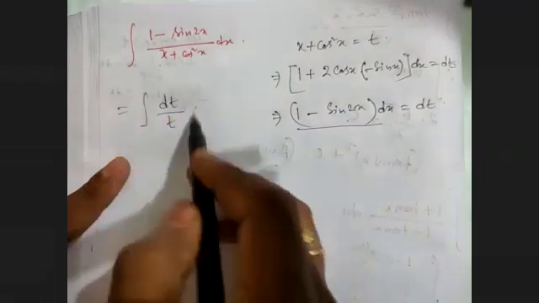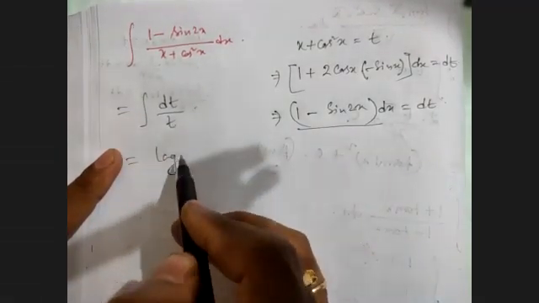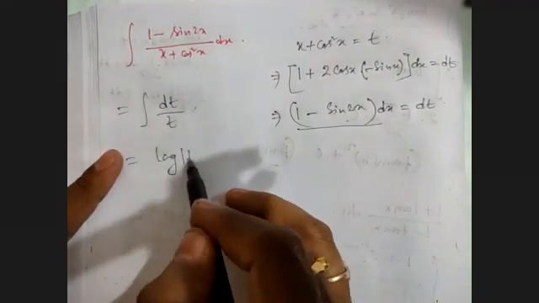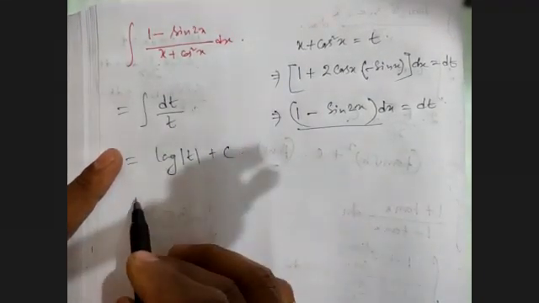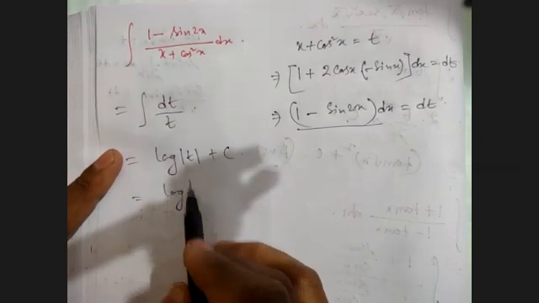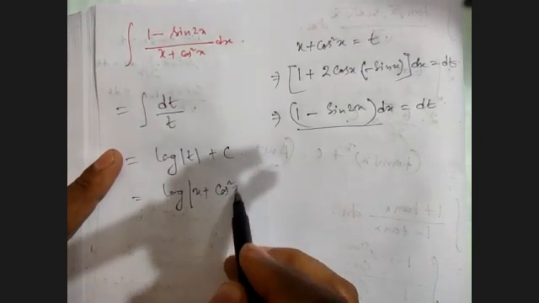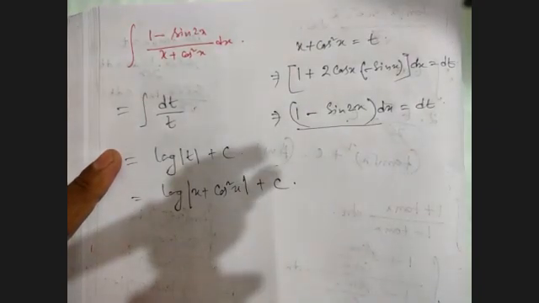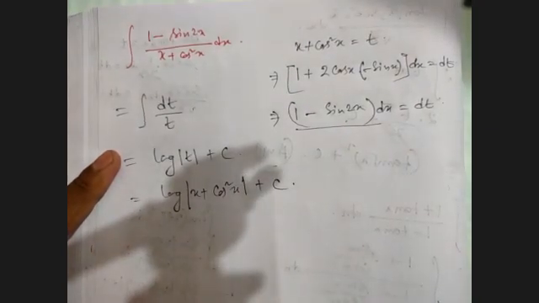And what is the formula of this? log t, because the derivative of the denominator is present in the numerator. So this equals log t plus c, equals log of (x plus cos square x) plus c. Understood?